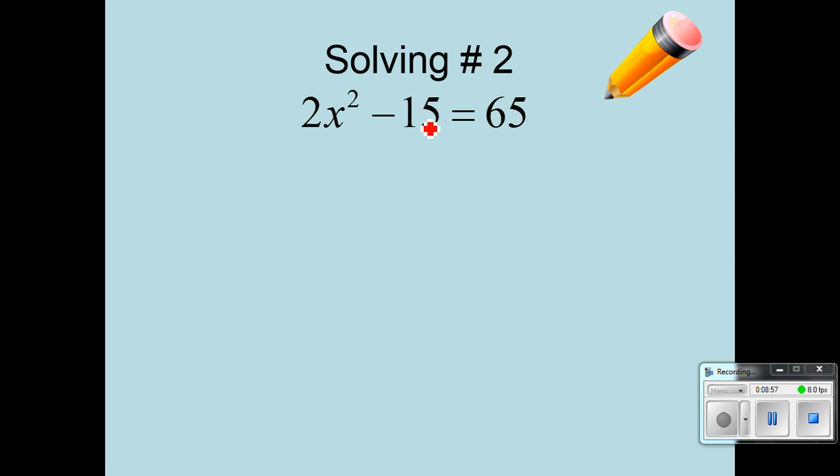All right, solving number 2. So 2x squared minus 15 equals 65. Well, again, I want to get that x squared alone, and I'm not going to be factoring because I don't have an x by itself. So I'm going to add 15 to both sides, and I'm going to say 2x squared equals 80. And then I'm going to divide both sides by 2, and I'm going to get x squared equals 40. And now I am going to square root both sides. So I get x equals plus or minus the square root of 40.